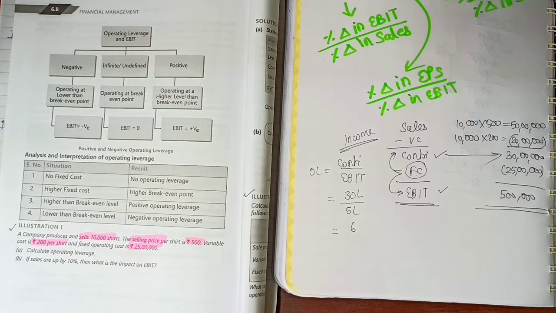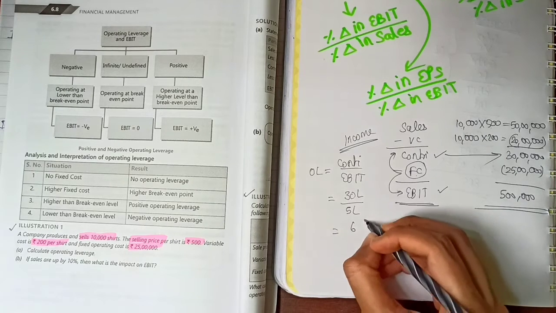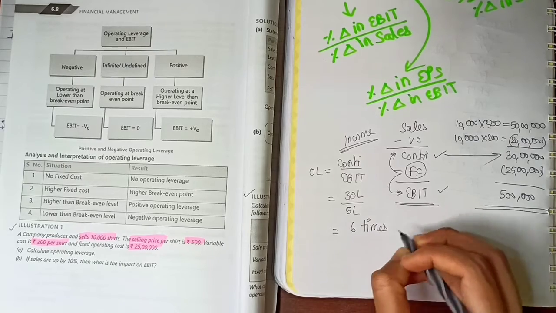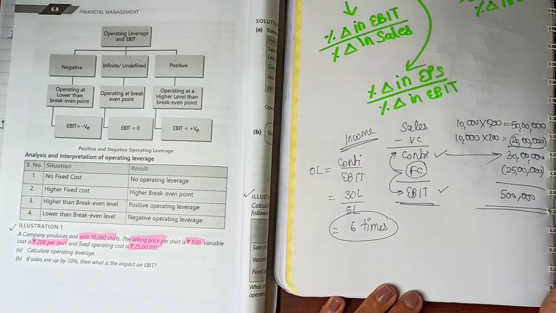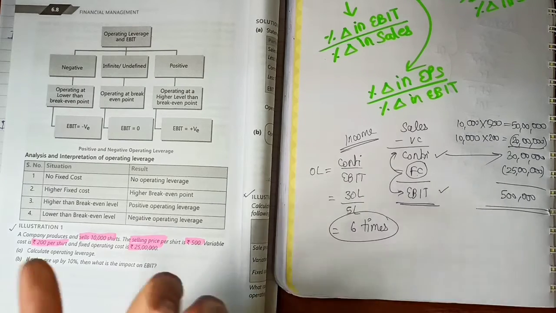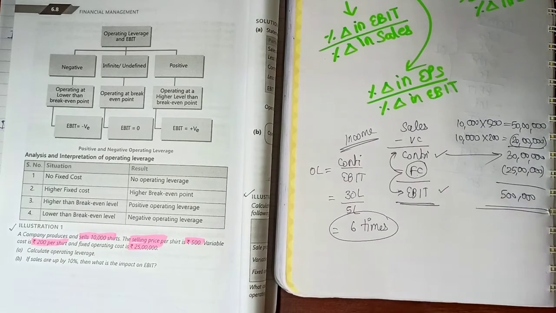How do you have to denote this operating leverage? By times. So you have to write here 6 times. So this is your operating leverage. Same way you will have to also find out your financial leverage and combined leverage if asked in the question. Yes. So combined leverage will be operating leverage into financial leverage.